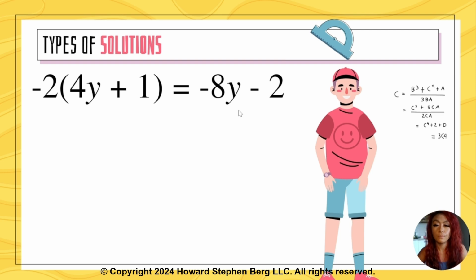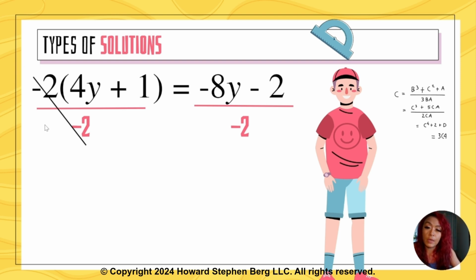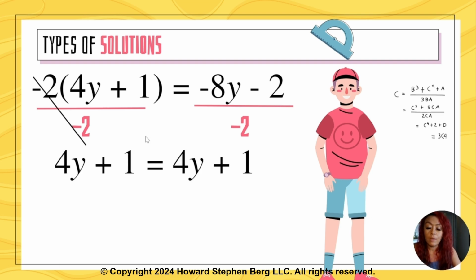What about the next one? Negative 2 times the sum of 4y and 1 is equal to negative 8y minus 2. Let's do the same thing. Solve for y by inverse operations. We'll divide both sides by negative 2. On the left-hand side, negative 2 cancels out. We bring down 4y plus 1. And on the right-hand side, we divide negative 8y by negative 2 and get 4y. And we divide negative 2 by negative 2 and we get 1.